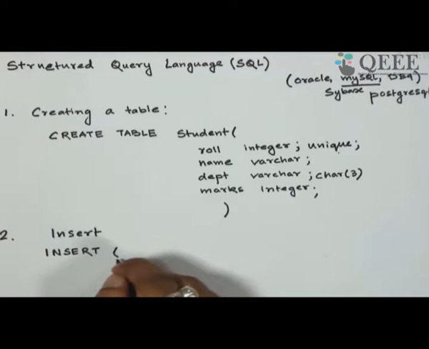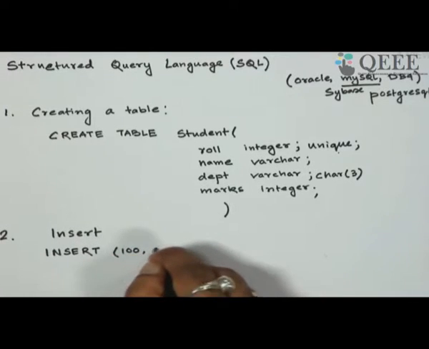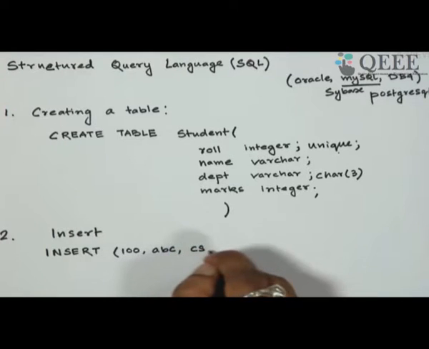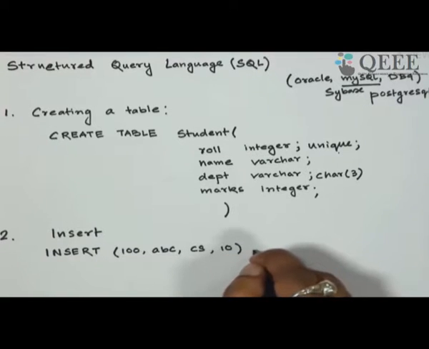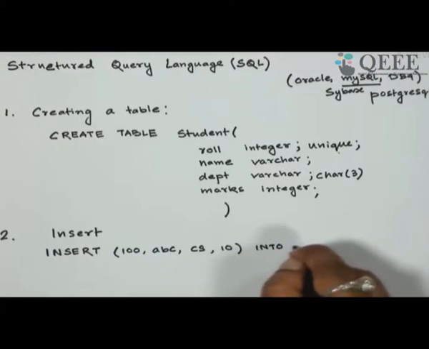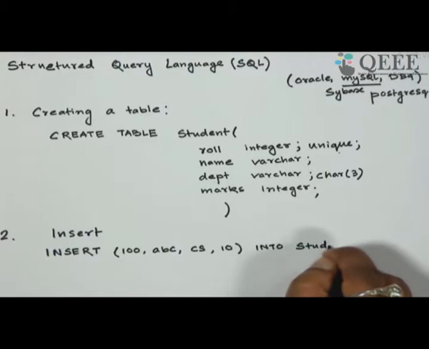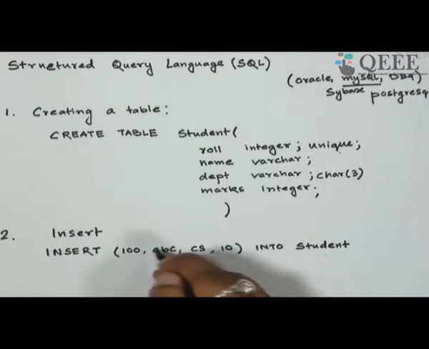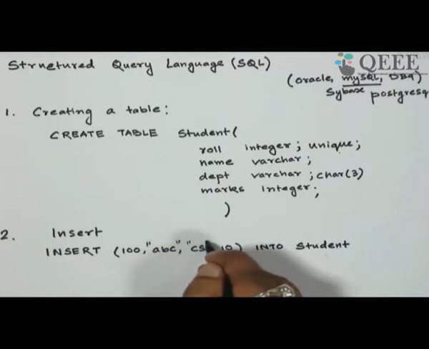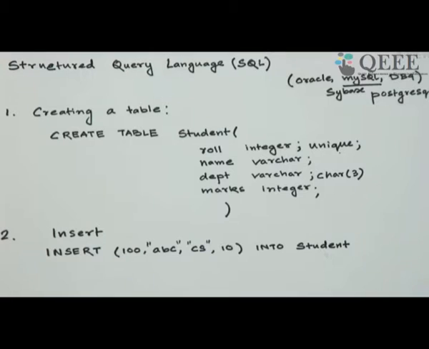Some value, let me write down, say roll number is 100, name is ABC, department is CS, marks is 10. What will this command do? This tuple, note that you have to have proper symbols. So these values, this is one tuple, it will insert into the student table. So it will populate the student table.